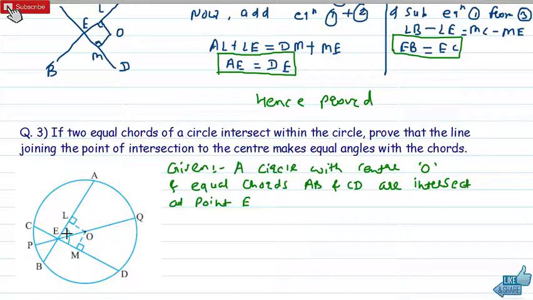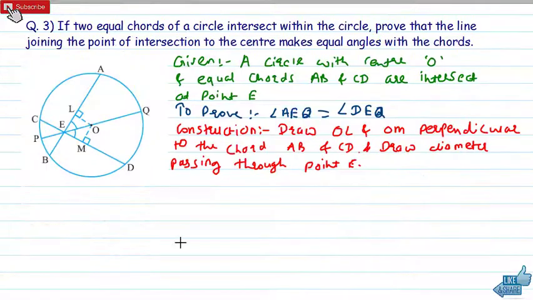So these angles are equal. For that reason, we have to write the to prove. What we have to prove is that angle AEQ is equal to angle DEQ. And for that we require a construction. Same as the previous example: draw OL and OM perpendicular to the chords AB and CD, and draw diameter PQ passing through point E. Now the construction is over. Now it's time to write the proof.